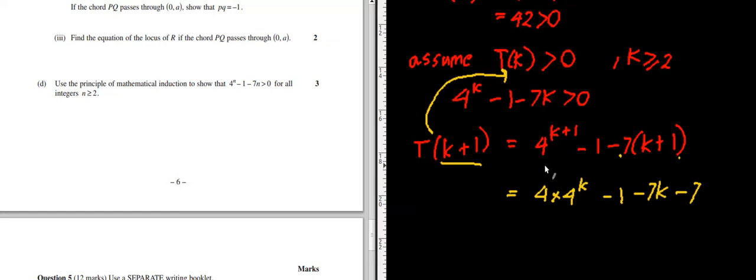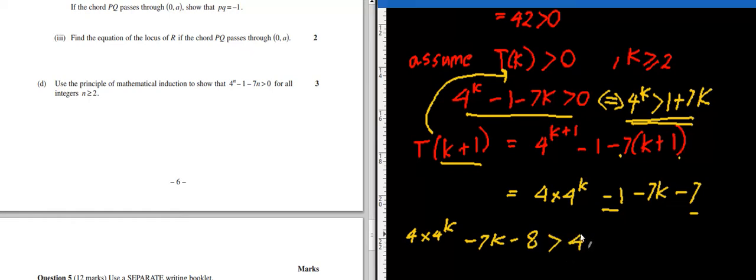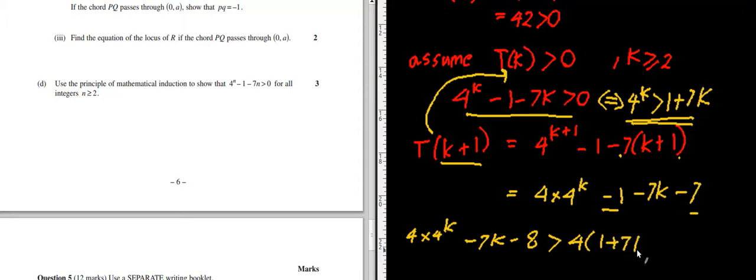Now, using the assumption over here, I can rewrite this as 4^k is greater than 1 plus 7k. So using this, I can rewrite this part. Let me rewrite this: 4 times 4^k, and combining terms, this will be minus 7k minus 8. So this part is going to be greater than 4 times (1 plus 7k). Remember, this came out of this thing. If 4^k is greater than 1 plus 7k, I can write this part as greater than 4 times (1 plus 7k), minus the rest of it, which is minus 7k minus 8.